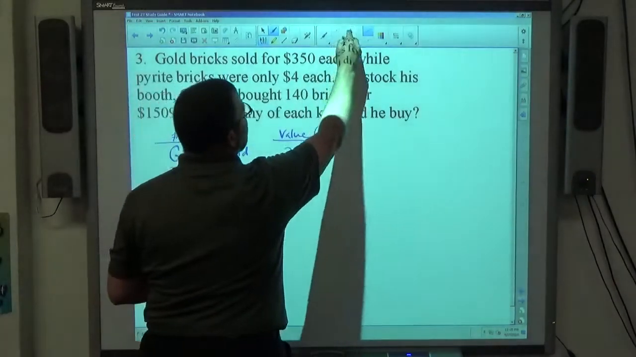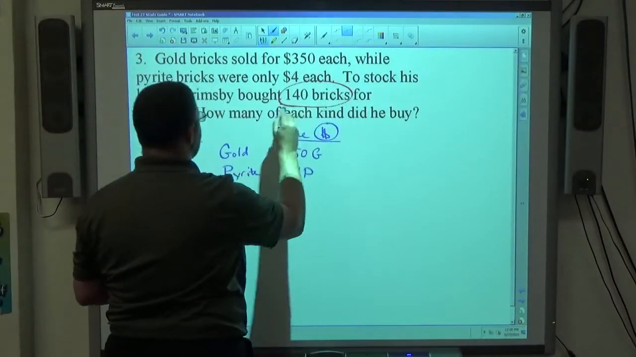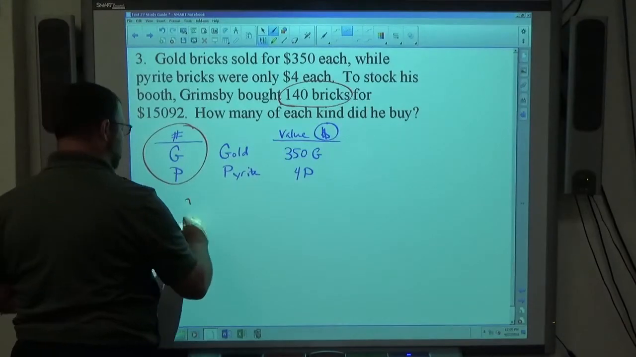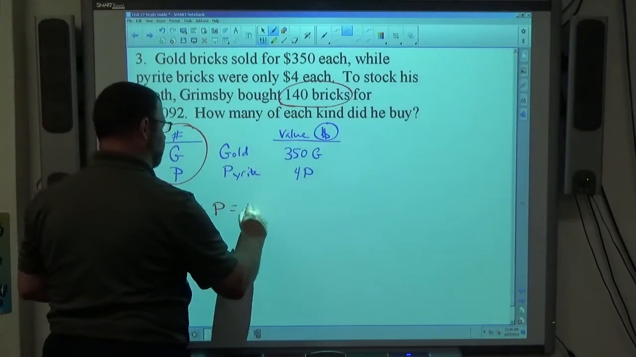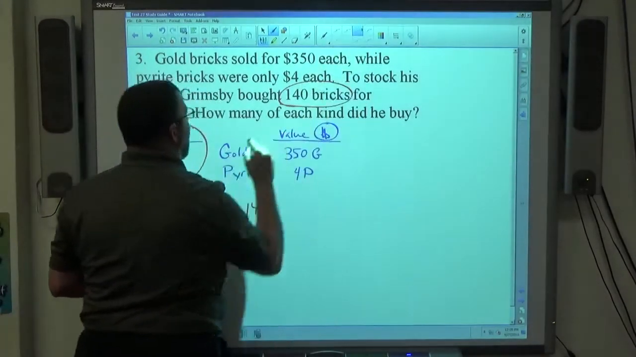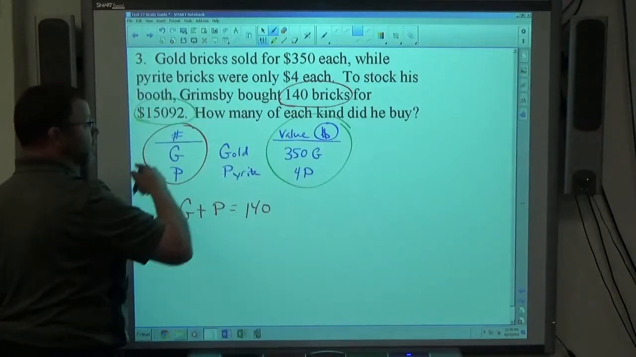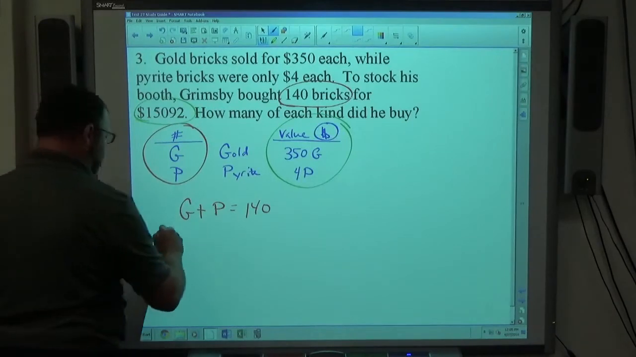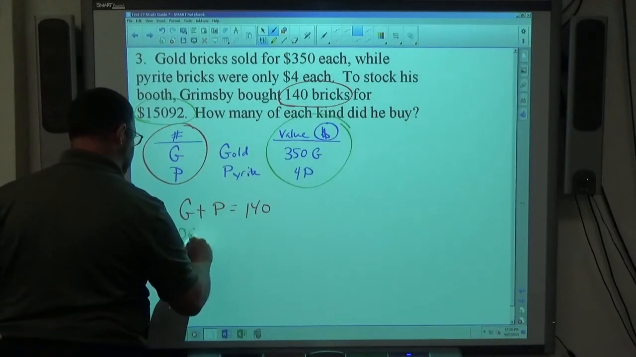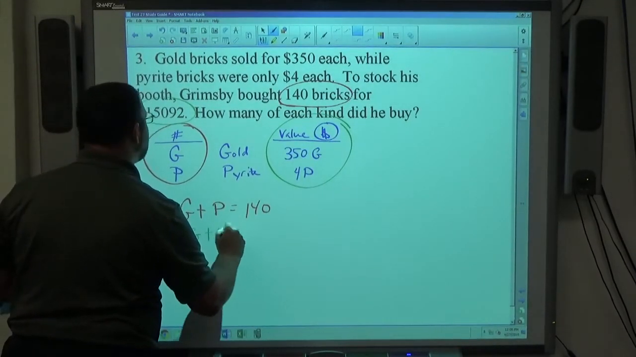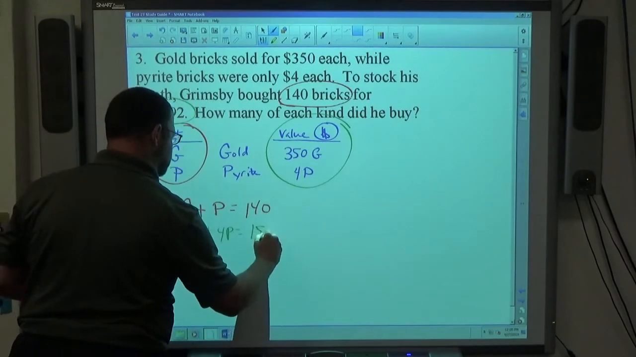If you look at the two facts they give us, fact 1, 140 bricks involves a number of things, so G plus P is equal to 140. And fact number 2 is $15,092. That has to do with value in the same unit of currency. So I know that 350G plus 4P must equal 15,092.